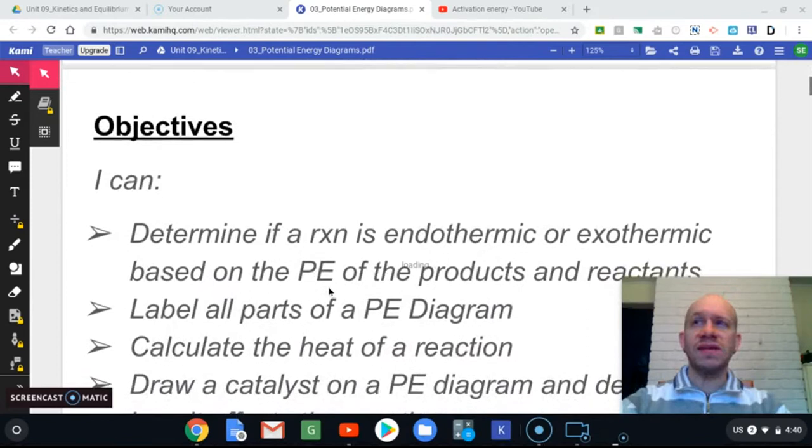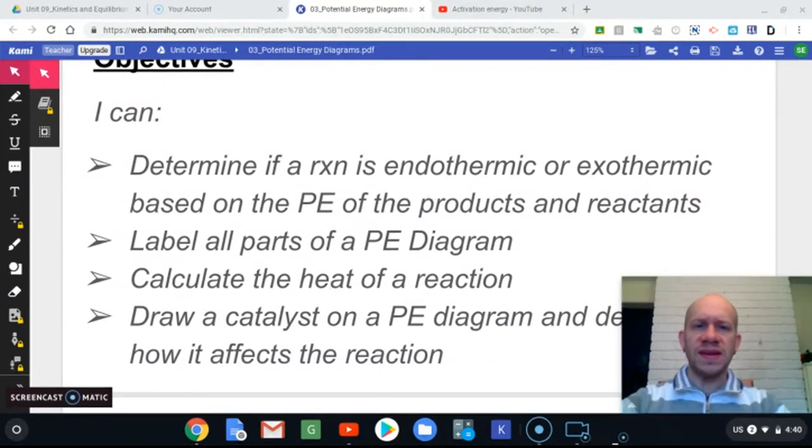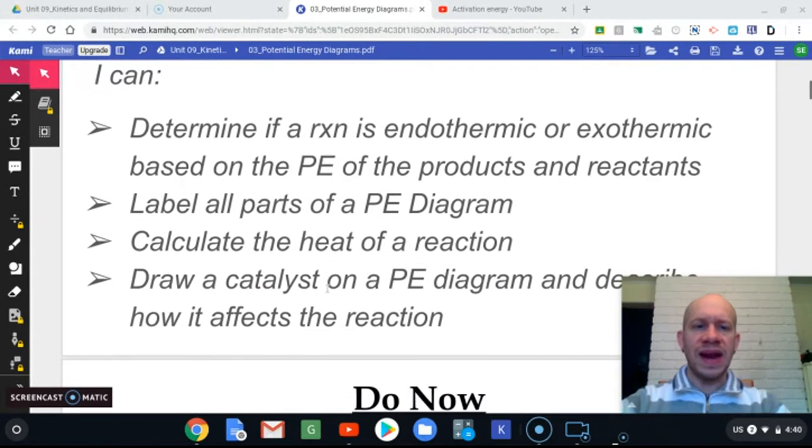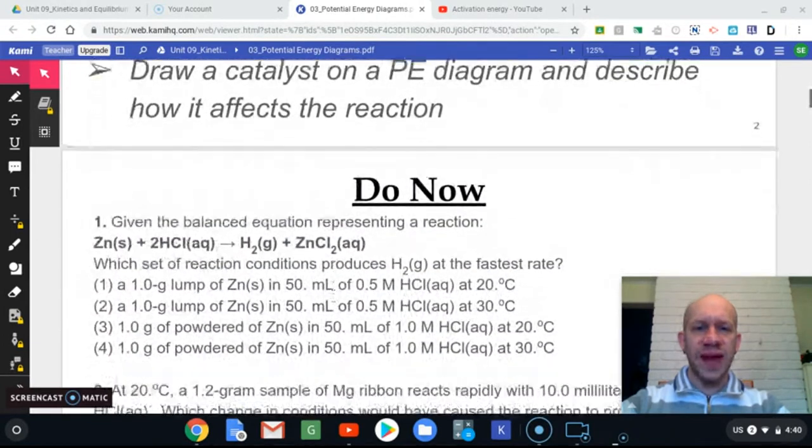The objectives of this lesson: I can determine if a reaction is endothermic or exothermic based on the potential energy of the products and reactants. I can label all parts of a potential energy diagram. I can calculate the heat of a reaction, and I can draw a catalyst on a potential energy diagram and describe how it affects the reaction.